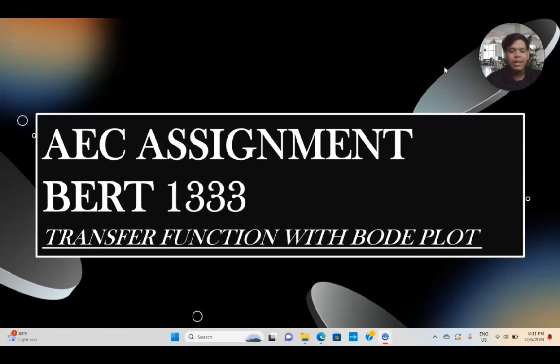So now, my group will talk about the subject Advanced Electrical Circuit assignment report BRT 13333. My group will discuss the transfer function with Bode plot.